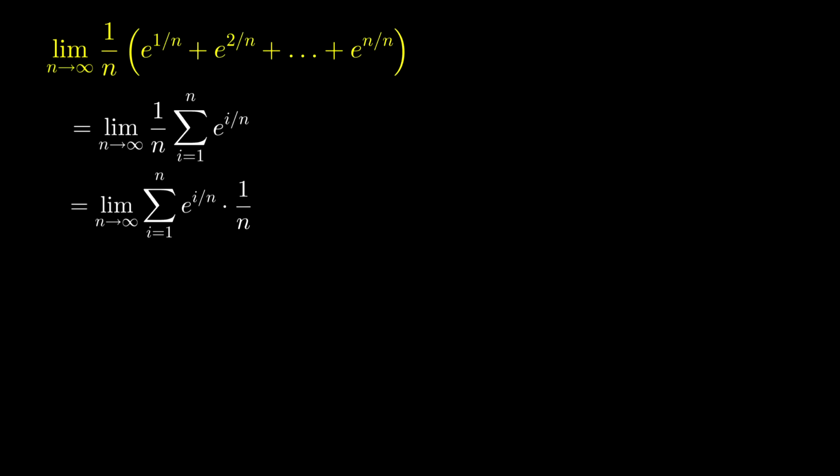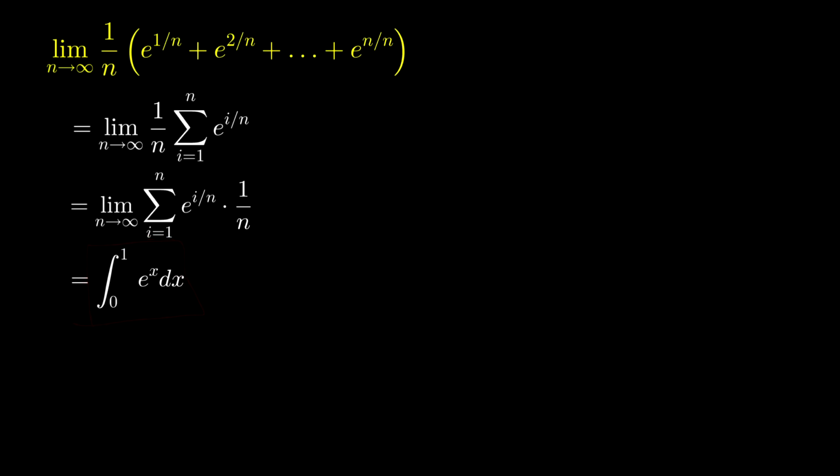And now here's the trick to evaluate this limit. This limit here can be considered as the limit of a Riemann sum. And this limit can be written as the integral from 0 to 1 of e to the x dx. Why can we write this as this definite integral? Let us recall how to write a definite integral as the limit of a Riemann sum.